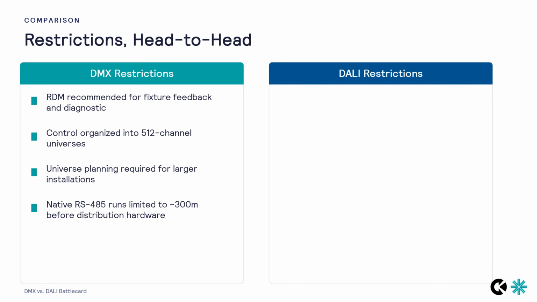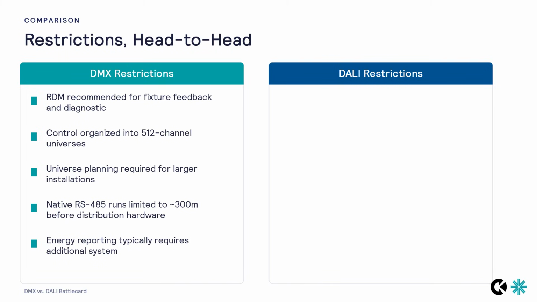Native RS-485 DMX runs are typically limited to approximately 300 meters. As installations grow, designers often incorporate splitters, repeaters, fiber or Ethernet-based transport technologies to distribute control throughout a building, campus, entertainment district, or large-scale architectural project. Because DMX was originally designed for lighting control rather than building management, capabilities such as energy reporting typically require an additional system beyond the core protocol.